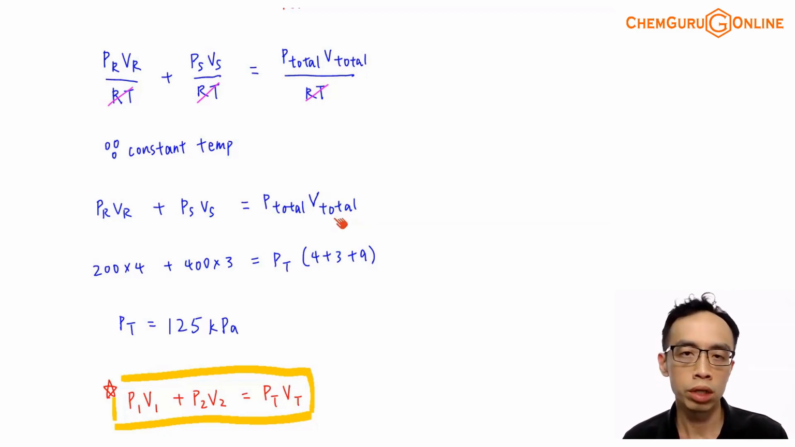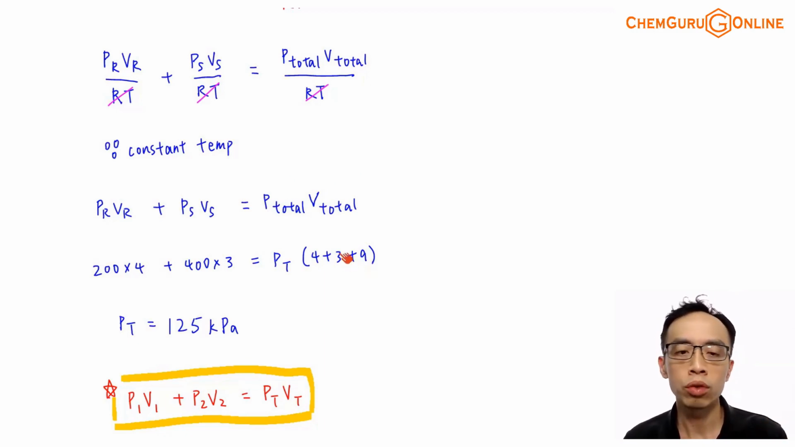Then all we need to do is sum in all the values. The pressure inside bulb R is 200 kilopascal. The volume for R is 4 dm³. Pressure inside bulb S is 400 kilopascal. Volume for S is 3 dm³. P total is the one that we want to determine here. V total will just be the summation of all my volumes.